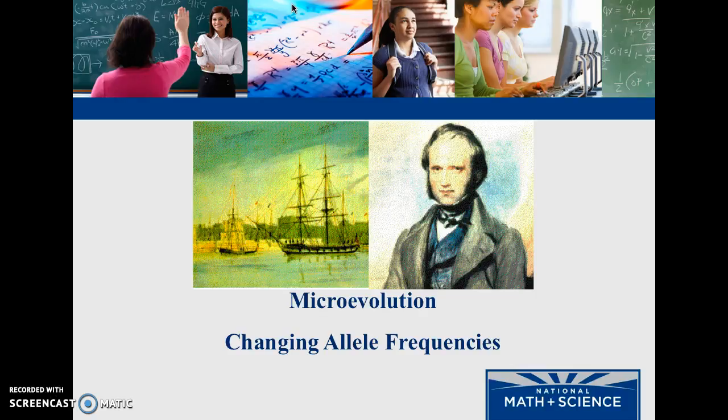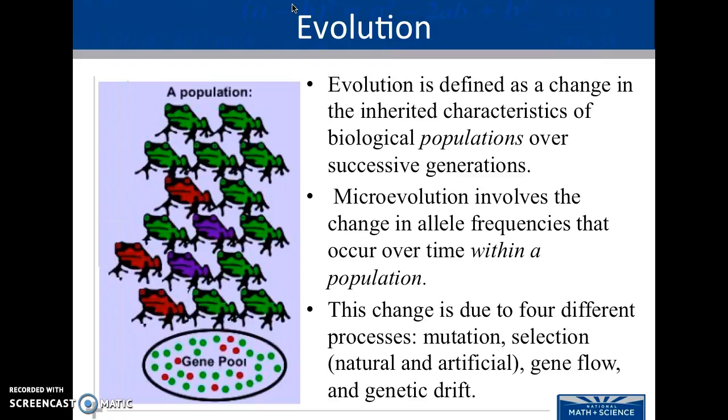When we talk about microevolution, we are focusing specifically on genetics and alleles. We are not looking at big picture evolution. Evolution is defined as a change in inherited characteristics of biological populations over successive generations. But to get to those big picture changes, we need to look at the generation to generation changes. So every time we reproduce, which is microevolution, we look at the allele frequencies or the different genetics that pop up within a population over time.